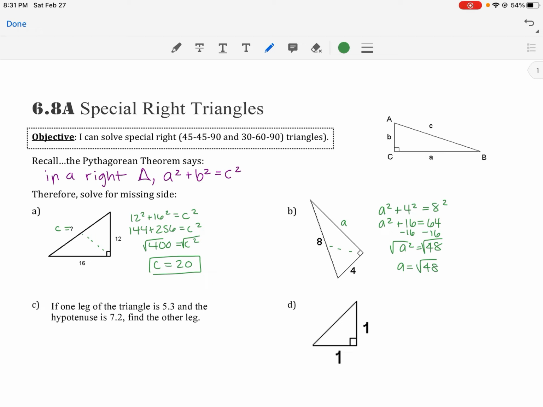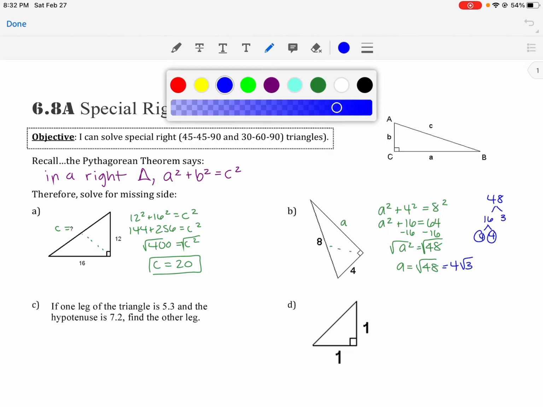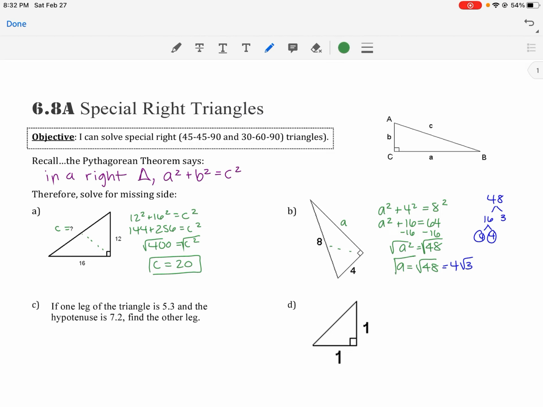If it asks for an exact answer, you're going to want to leave it in square root format. You can simplify it if you want. We could say 48 breaks down to 16 and 3. 16 breaks into 4 and 4, and right there I've got a pair. If you broke it down further, you'd have two sets of 2, so 2 times 2 is 4. This becomes 4 square root of 3. So just remember, if it ever asks for an exact answer, you're going to want a square root.